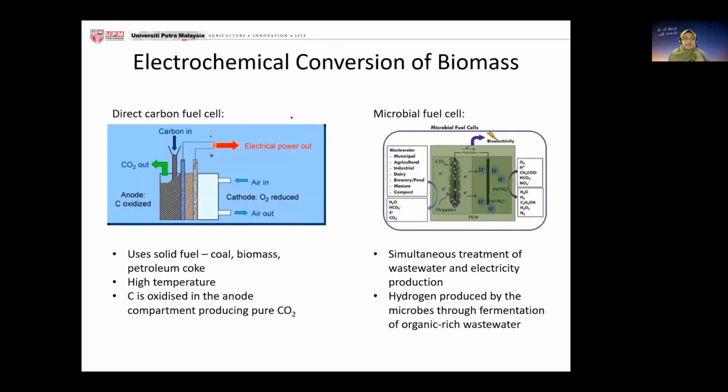So if we're talking specifically about converting biomass to the electrochemical route, it can involve either direct carbon fuel cells or microbial fuel cells. In direct carbon fuel cells, you can use solid fuel. Previously people used coal, but in our situation, we can use biomass. It requires a very high temperature, and the C will be oxidized in the anode, producing CO2, right?